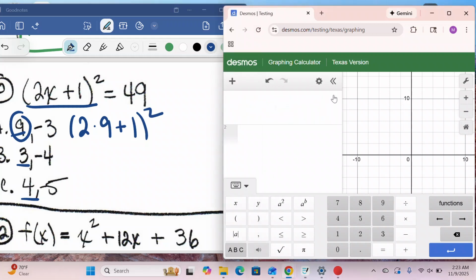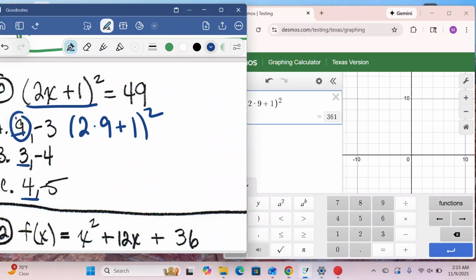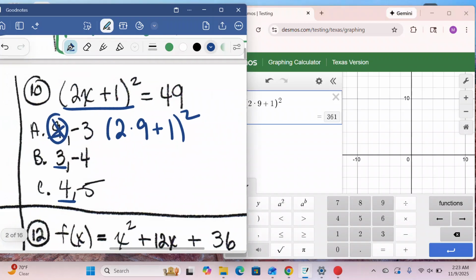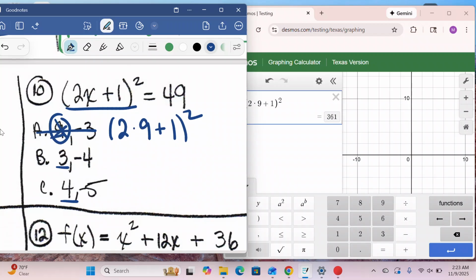So let's go ahead and check that one on our decimals. So we're going to go ahead and open parentheses. We're going to do 2 times 9 positive 1, close parentheses, quantity squared gives us 361. That is not an answer, so that is not a correct answer. So I'm going to go ahead and exit out of that one.